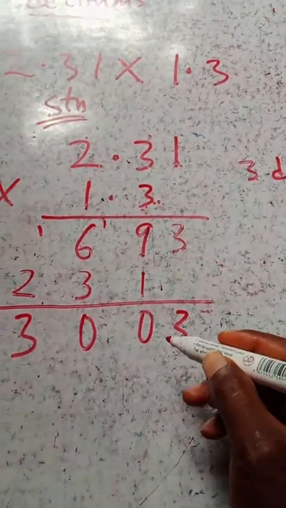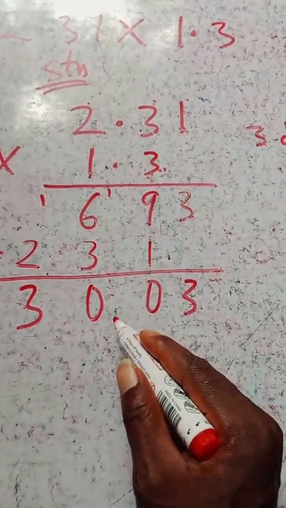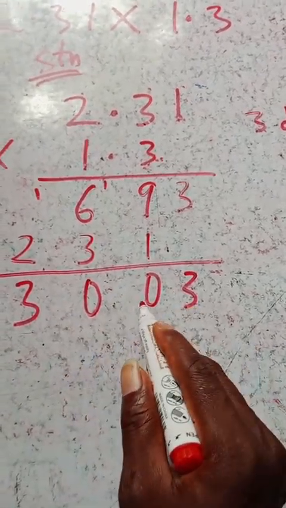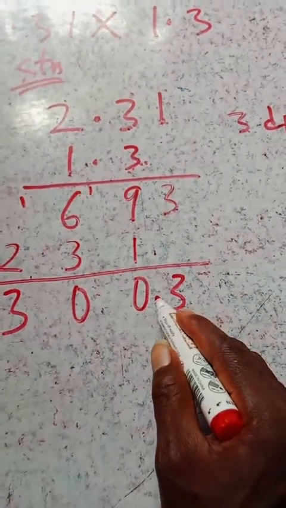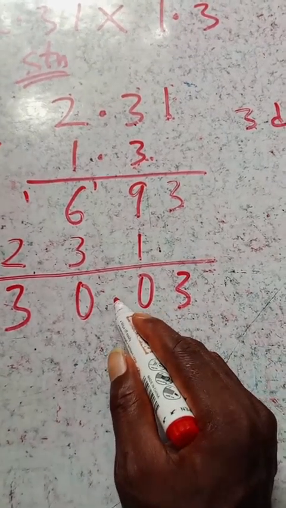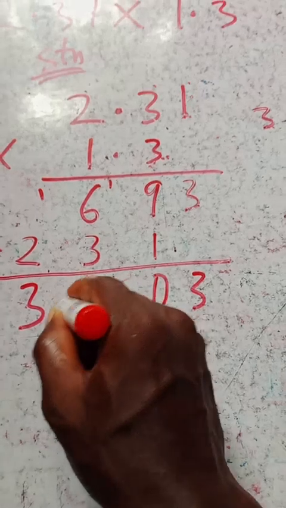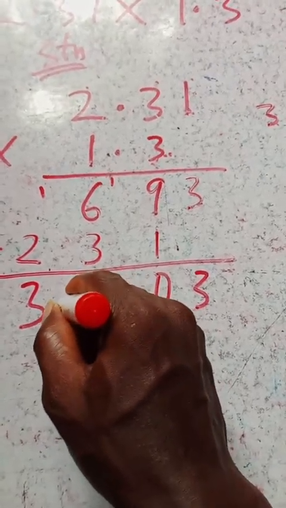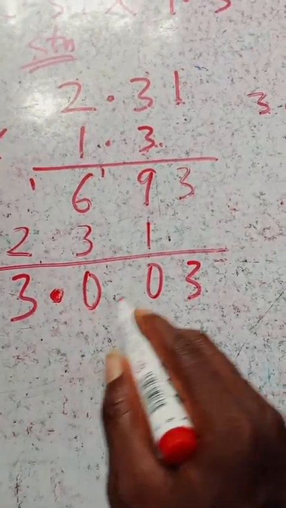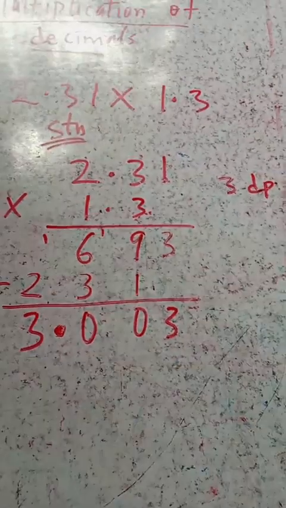So you come here to the answer which you have written and write the decimal point such that you are going to have 3 decimal places. So if I write the point here, will I have 3 decimal places? No. What about here? No. And what about here? I think yes, because if I put the decimal point here, I will have 3 decimal places. 1, 2, 3. Are you seeing it? So is it simple?